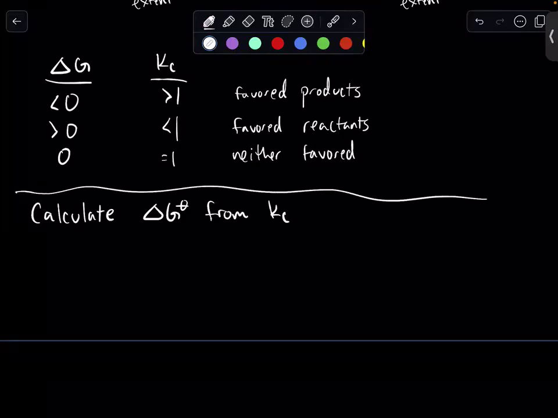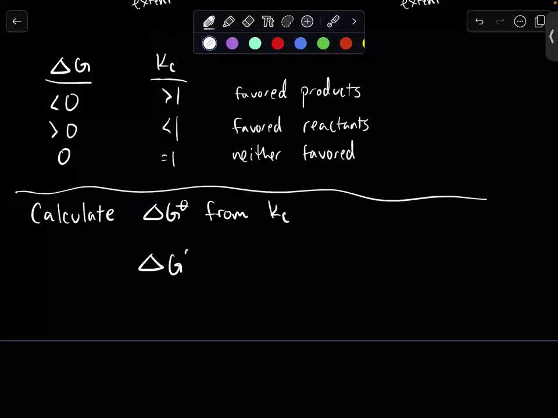We have an equation. It is delta G standard is equal to negative RT ln K. And this equation actually looks pretty similar to parts of our Arrhenius equation. We'll see as we rearrange it a little bit. Furthermore, this equation is also found in your data booklet, so you do not have to have it memorized.